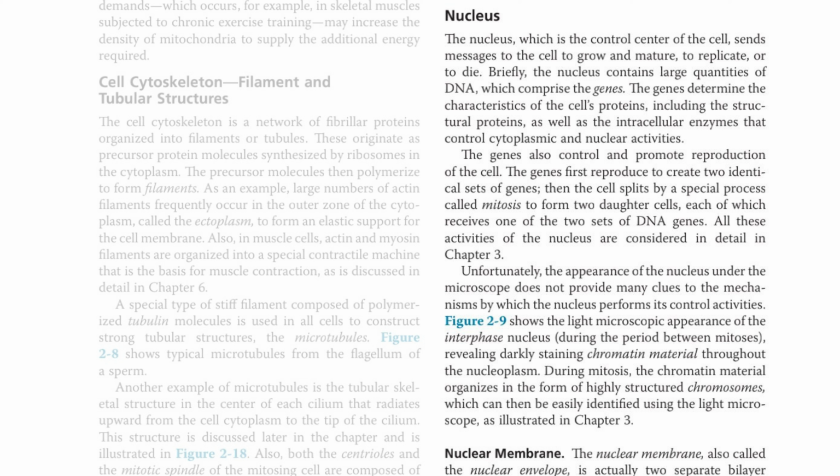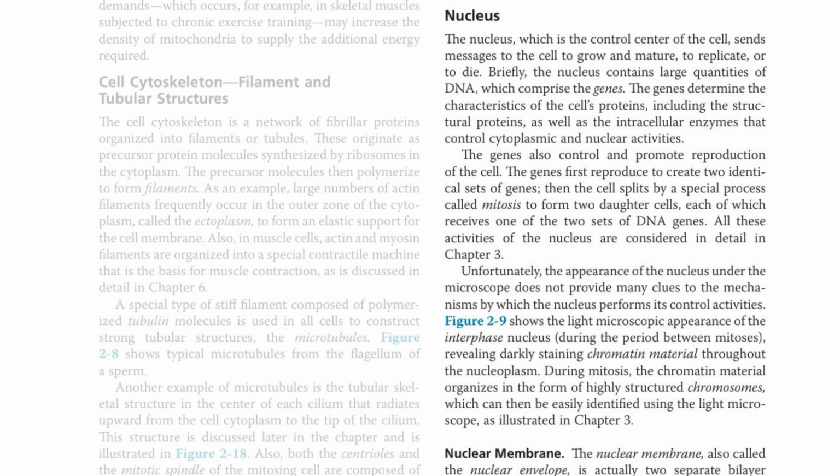The nucleus, which is the control center of the cell, sends messages to the cell to grow and mature, to replicate, or to die. Briefly, the nucleus contains large quantities of DNA, which comprise the genes. The genes determine the characteristics of the cell's proteins, including the structural proteins, as well as the intracellular enzymes that control cytoplasmic and nuclear activities. The genes also control and promote reproduction of the cell. The genes first reproduce to create two identical sets of genes, then the cell splits by a special process called mitosis to form two daughter cells, each of which receives one of the two sets of DNA genes. All these activities of the nucleus are considered in detail in Chapter 3.